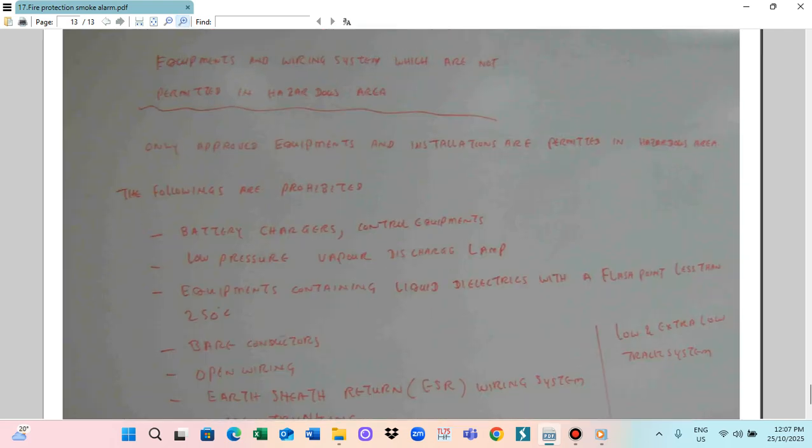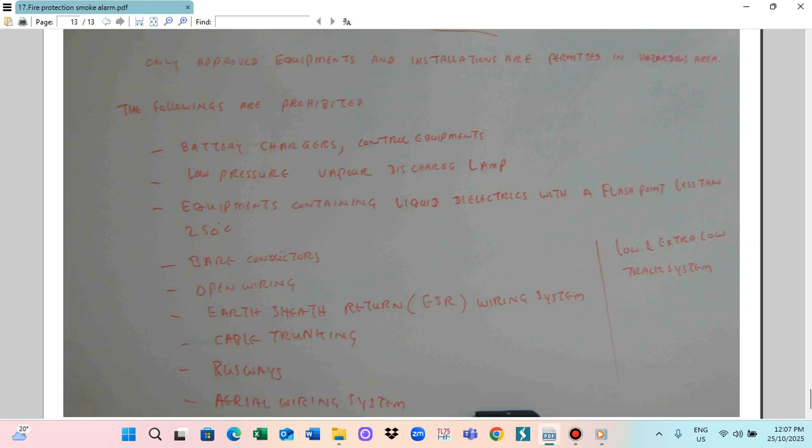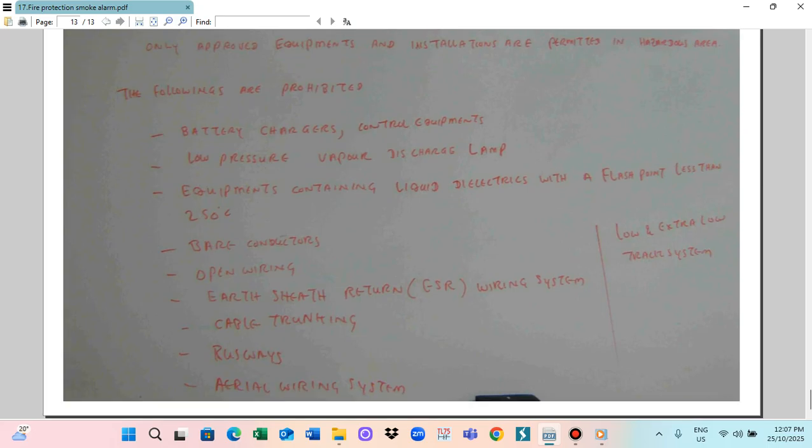Therefore, some wiring systems are not permitted in the hazardous area. Those wiring systems cannot be utilized. Only approved equipment and installations are permitted in the hazardous area. The following are prohibited. We cannot use a battery charger and control equipment. We cannot use a low pressure mercury discharge. We cannot use equipment containing liquid dielectric with a flash point less than 250 degrees centigrade. We cannot use a bare conductor.